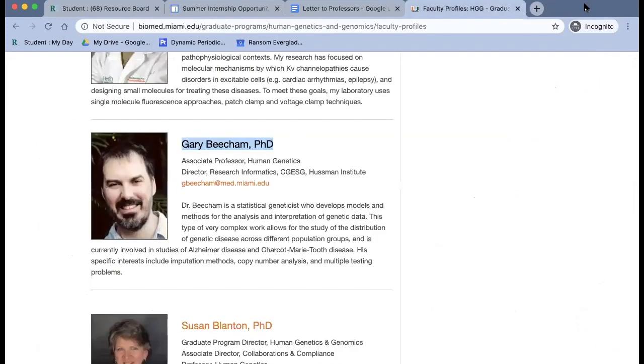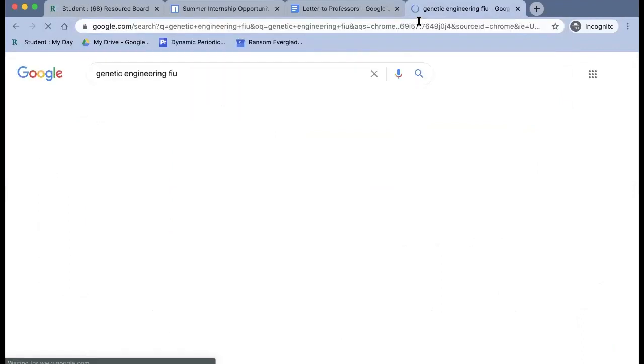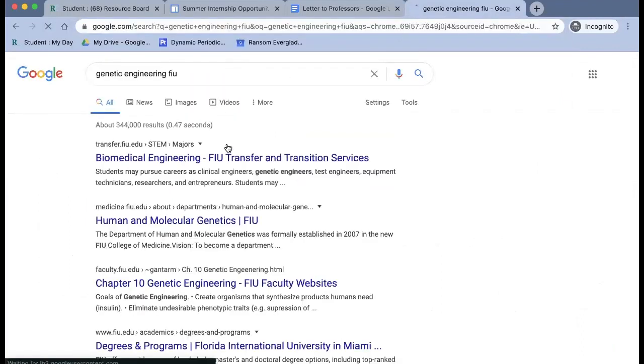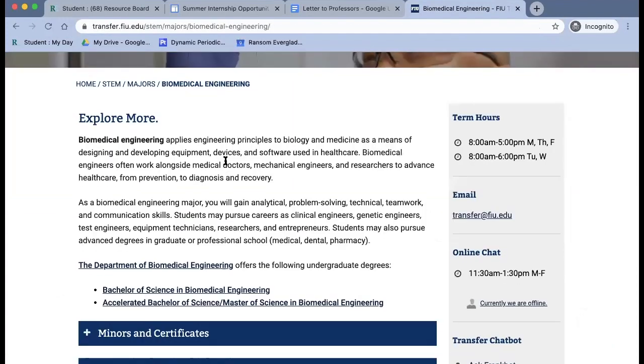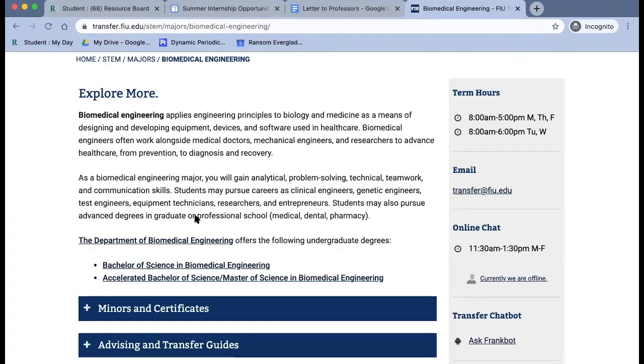And if it's not at UM, you can always look at other universities. There are other universities I think that people often forget about in the Miami area. So you can look up genetic engineering FIU, and there you see that there's a whole biomedical engineering area at FIU. You can look for more professors.